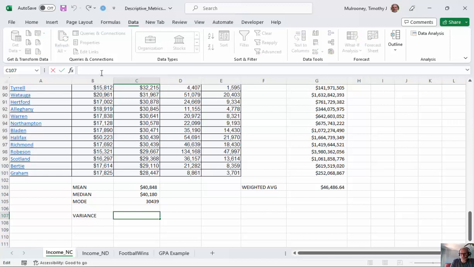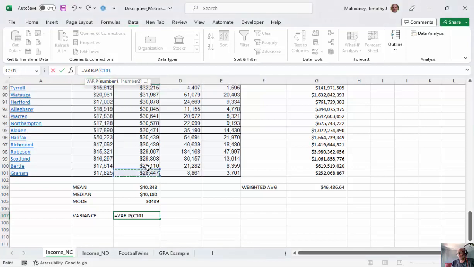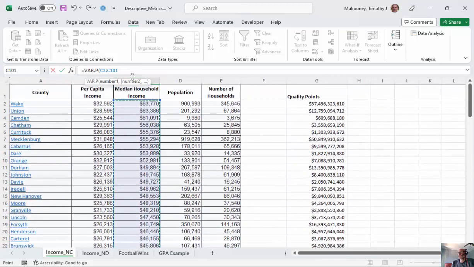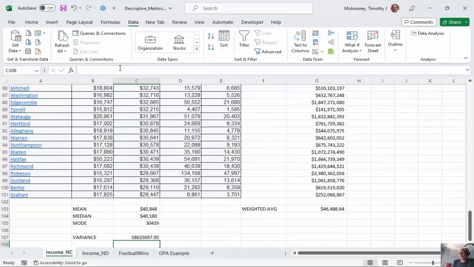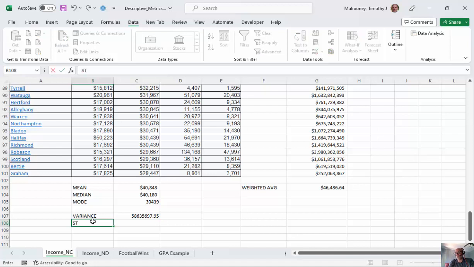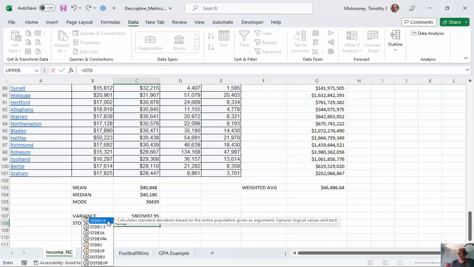And so I can type in equals. I'm going to type in variance P, and then once again, we're going to use this calculation here. So you can see this big number here. Okay, well that doesn't do too much for me. But now we've got standard deviation. So we're going to look at the standard deviation. Equals STDEV.P.